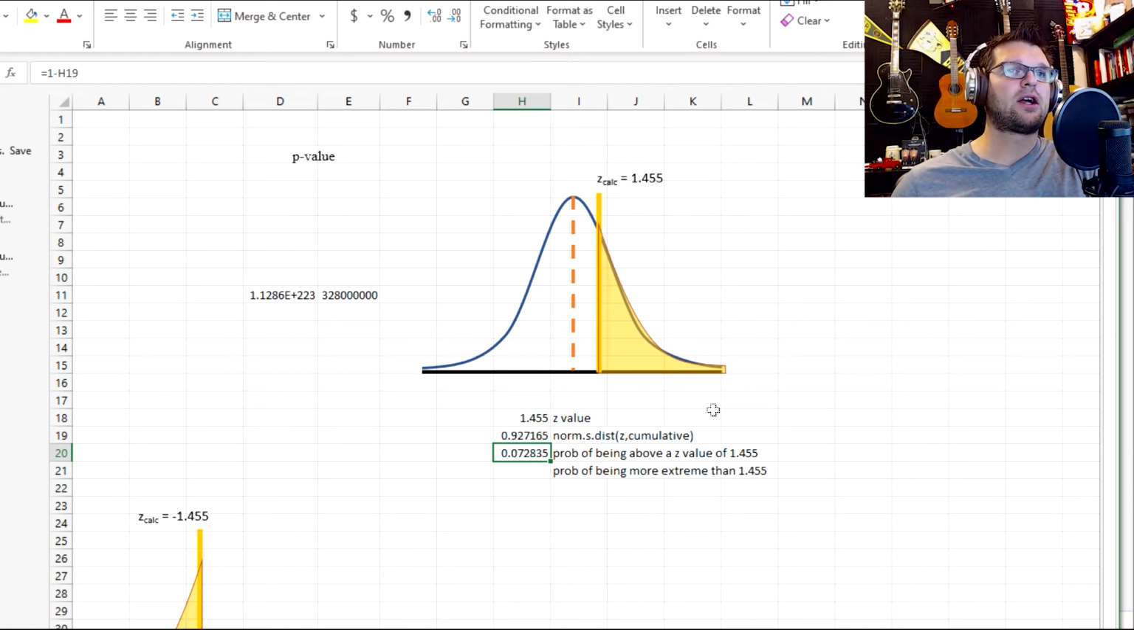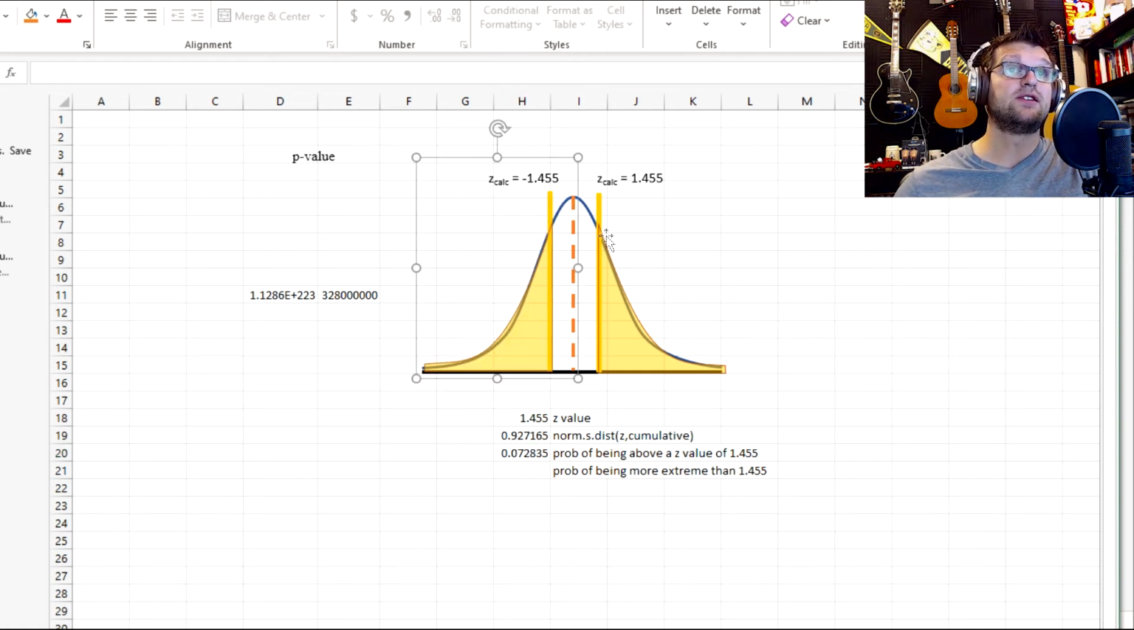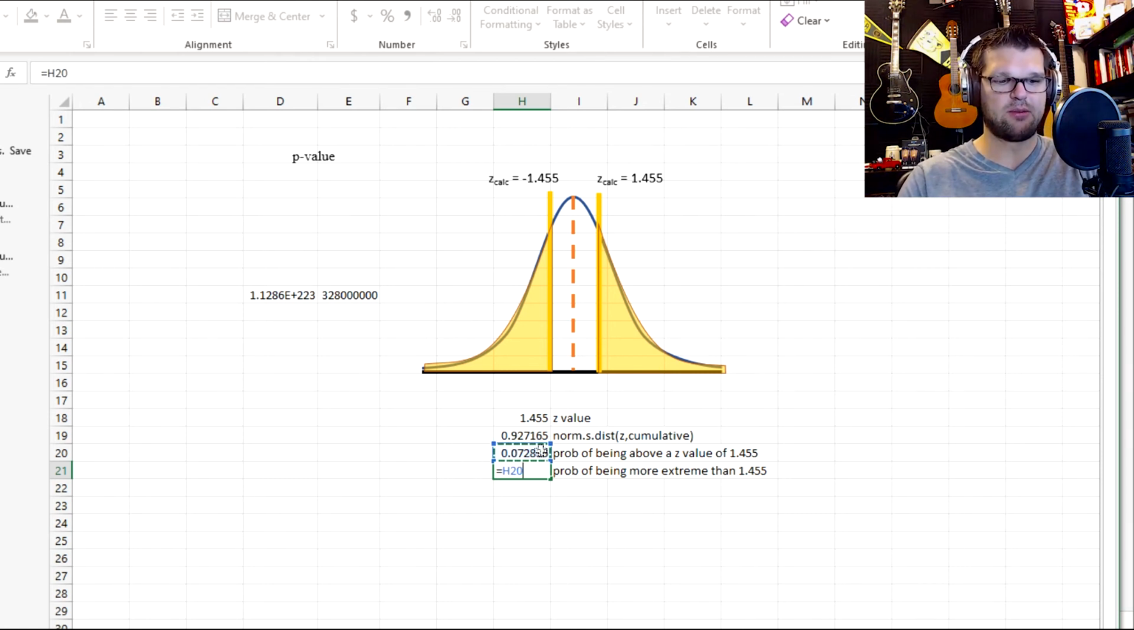However, we're still not quite done yet. Remember, this is a two-tailed test. So what we're looking for is, what is the probability of having a z-calc that's more extreme than 1.455? So that includes also, what's the probability of having a z-calc of 1.455 or greater, or negative 1.455 or below. So in order to do that, what we're going to do is take the right tail probability and multiply it by 2, equals the right tail probability multiplied by 2.